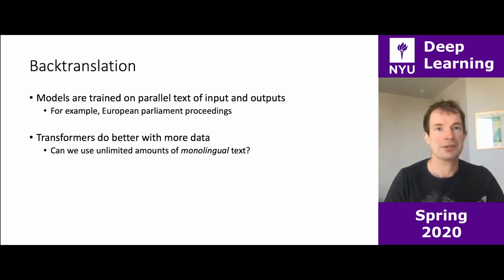However, not all languages are represented in the European Parliament. And these transformers are very data hungry, and the more text we can throw at them, the better they will do. So there's a question of how we use monolingual text to improve these. So this is actually asking, can we learn without just having input-output pairs?